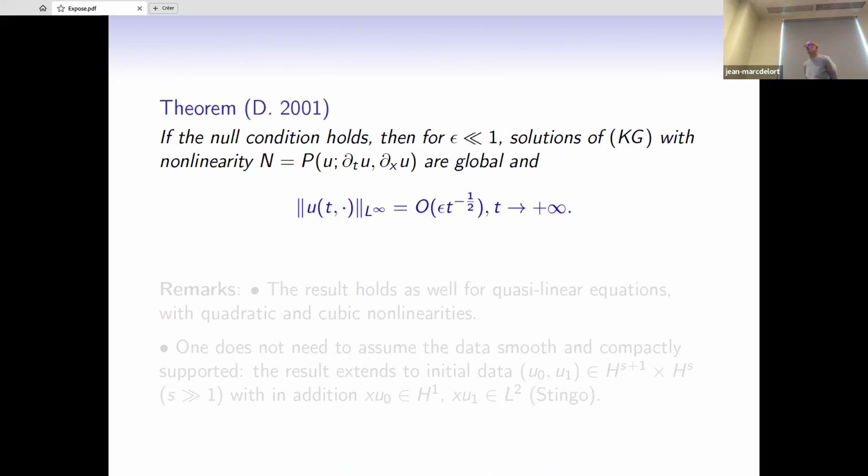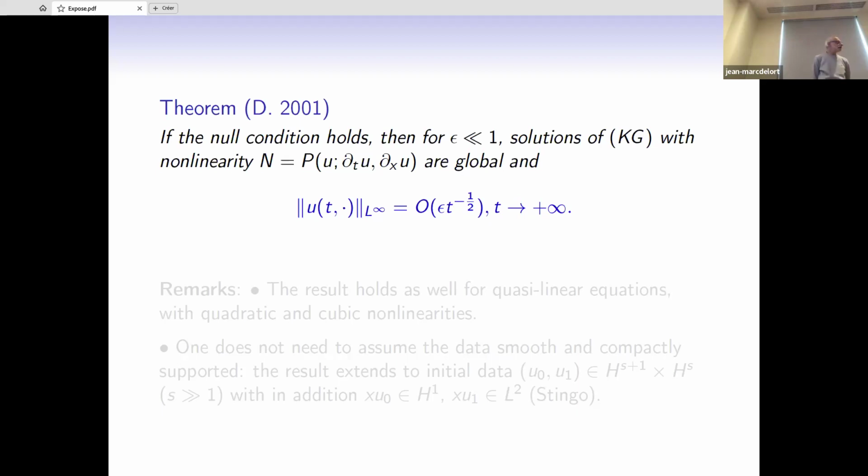So, as I said, more than 20 years ago, I proved 1/2 of the implication. Namely, I showed that if this null condition holds, then for small enough initial data, the solutions are global, and they decay like t to the -1/2 when time goes to infinity.